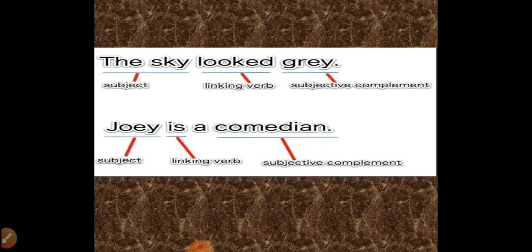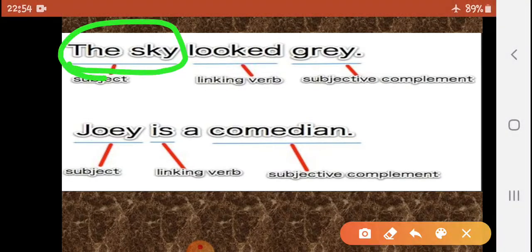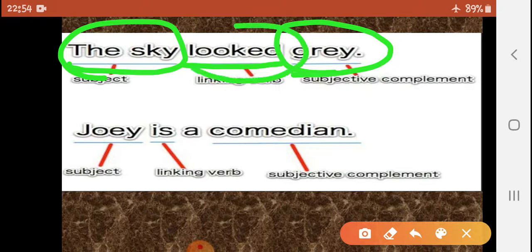Now see, for example, here I am with some examples. The sky looked grey. Now the sky is what? Noun. Looked is a verb, a linking verb, and grey is an adjective. Now what is this looked doing? This looked is creating a link between these two words, the noun and the adjective.